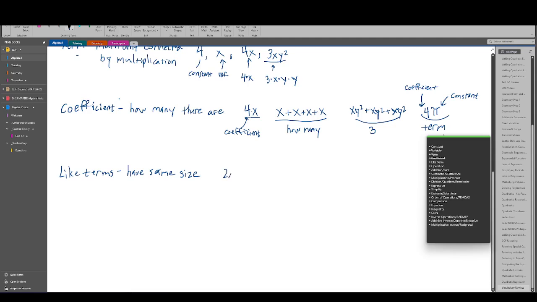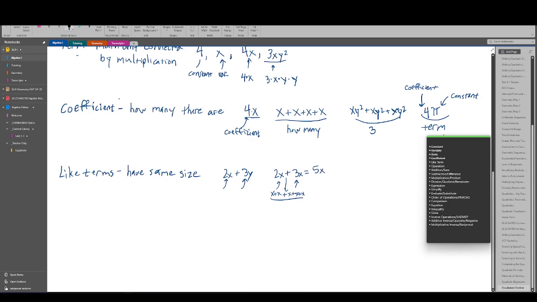So if I had 2x plus 3y, those are not like terms because this is 2 things that are x big, and this is 3 things that are y big. They're different sizes. But if I had 2x plus 3x, then those are like terms because it's 2 things that are x big, that's x plus x, and 3 things that are x big, x plus x plus x. And if I bring down this plus in the middle, then all of those are the same. They're all x's, so this is the same as 5x.